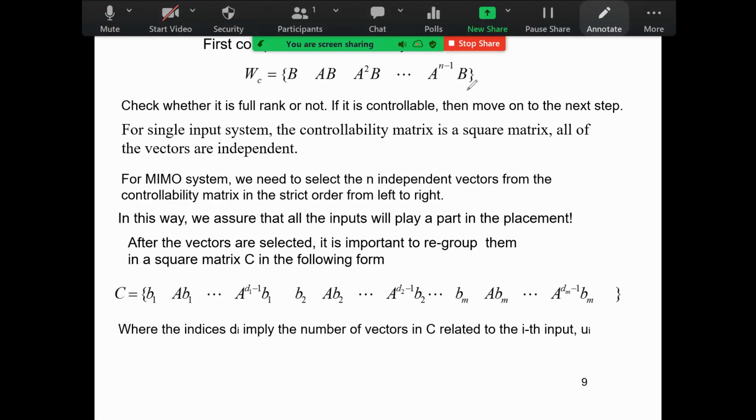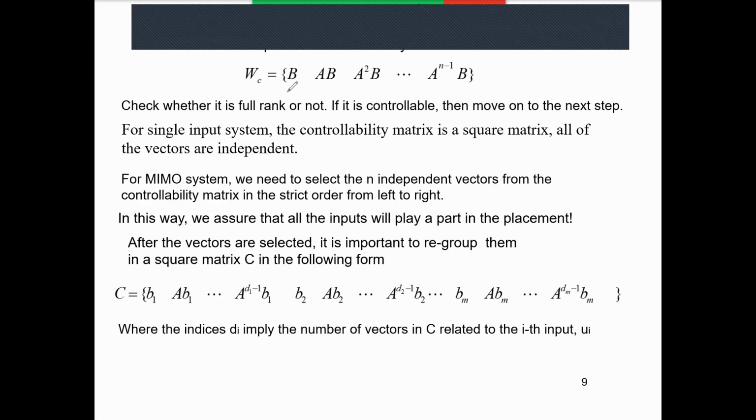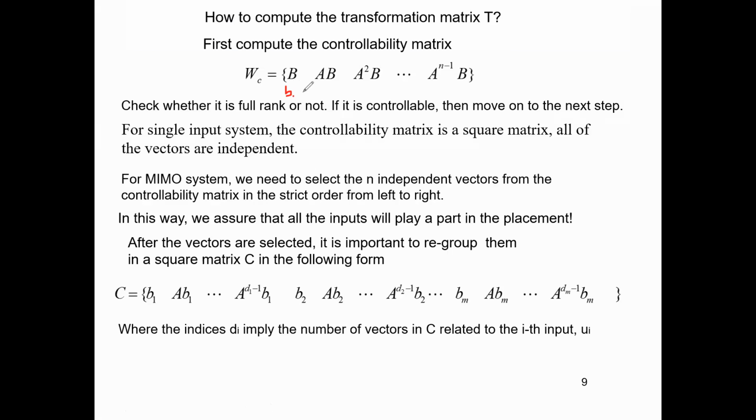Remember, in this matrix Wc, the order will be B1, B2, B3, and then AB1, AB2. You can see the sequence is different from this one. You have to be very careful. If you don't get this right, the rest are wrong.